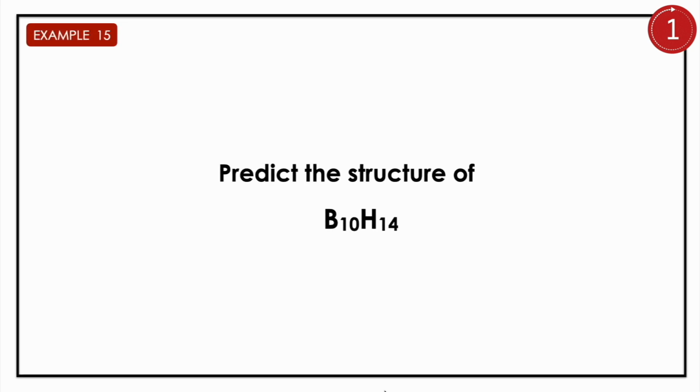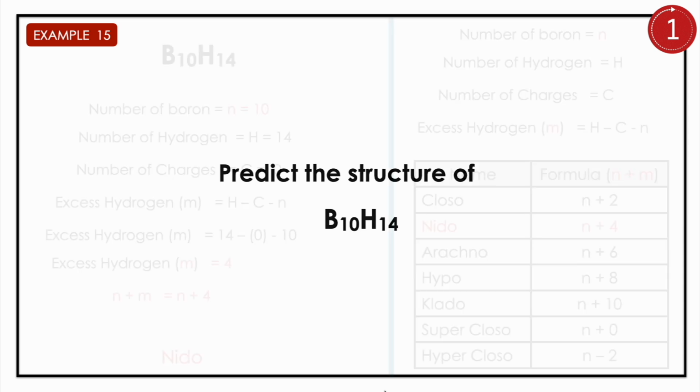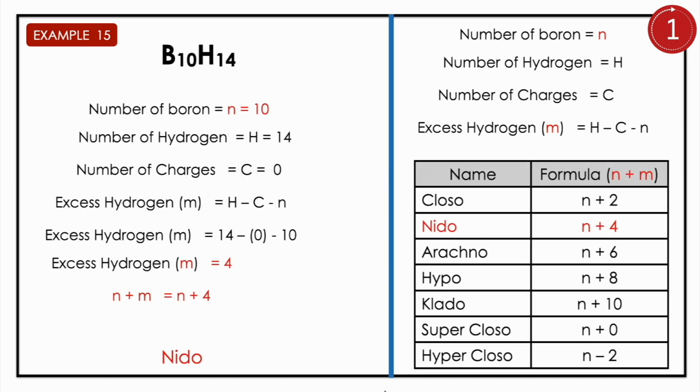Then the next example, here you have simple borane B10H14. You should find the structure using Wade's rule. So B10H14, it is a simple borane system. So we will find the excess of hydrogen and apply Wade's rule. First step will be identifying the number of boron, which is 10. So N equals 10. Number of hydrogens are 14. So H equals 14. The charges are not there. So C is 0.